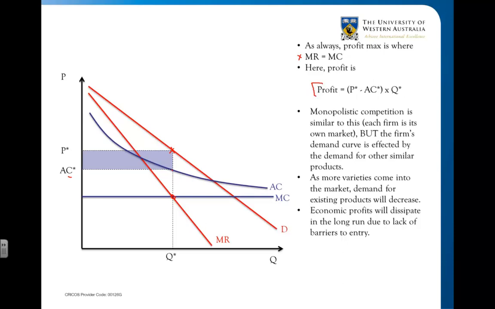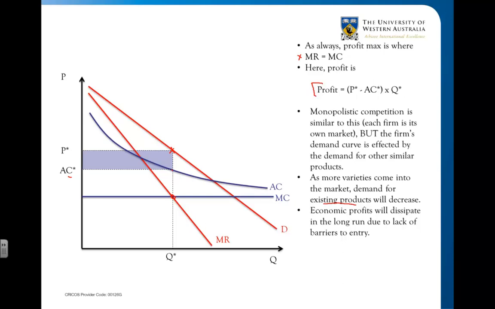But of course, what we have to introduce here is the fact that there are firms producing a similar, not identical, but a similar good. And so we need to incorporate the demand for other firms' goods into this too. As more varieties come into the market, in other words, as we get more firms producing these slightly differentiated products, demand for the existing products is going to decrease.